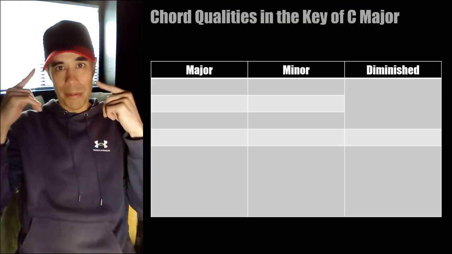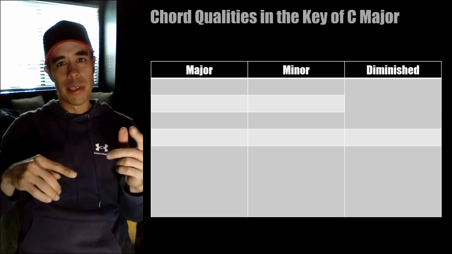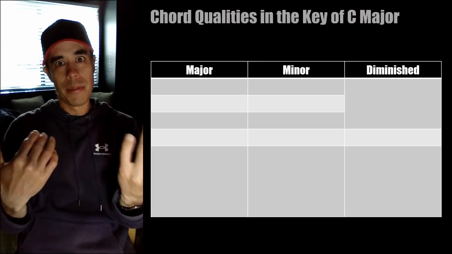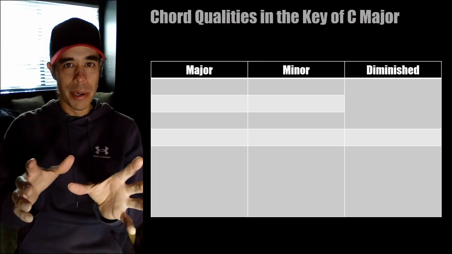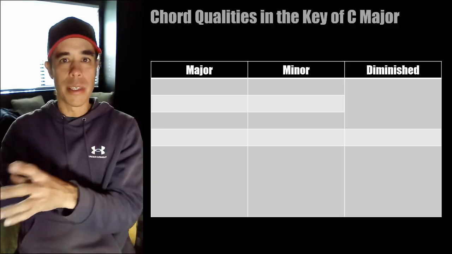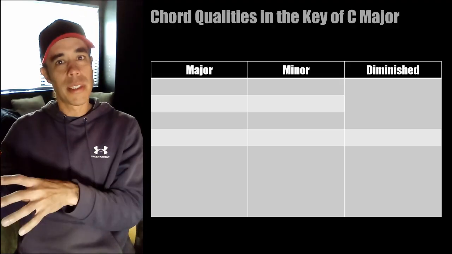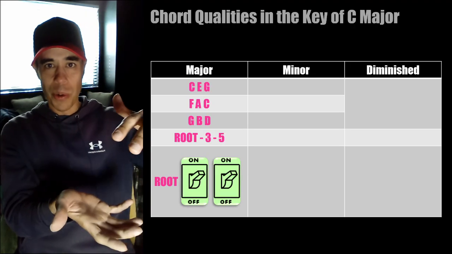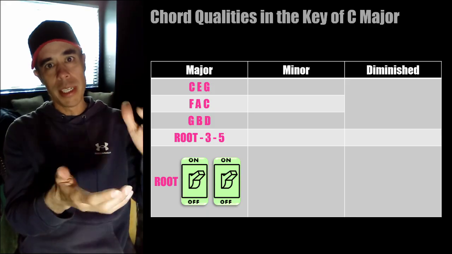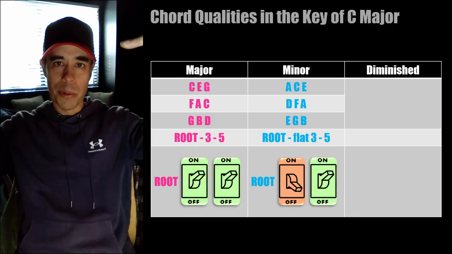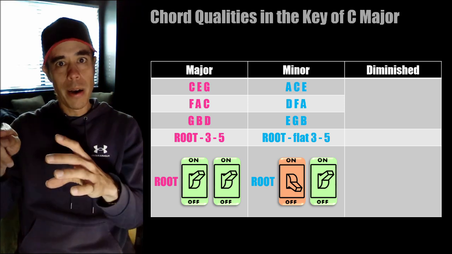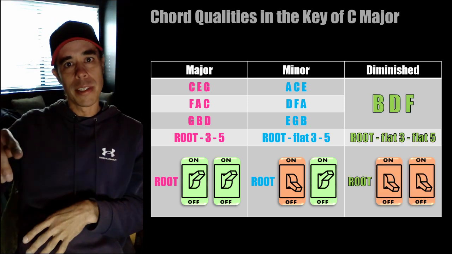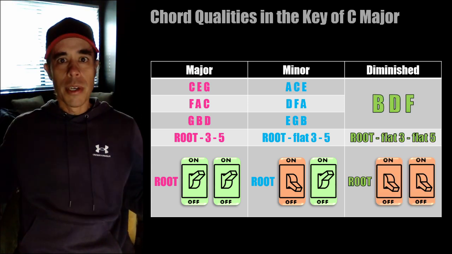Now that we have these visual ideas about what the chords look like with the switch metaphor, let's go ahead and match the three categories, major, minor, and diminished in the key of C to these switch diagrams. So once again, you see the major chords, C, E, G, F, A, C, G, B, D, and that's root, up, up. The minor chords, A, C, E, D, F, A, and E, G, B, and that's root, down, up. And the diminished chord, B, D, F, that's root, down, down. So that's simple, right?